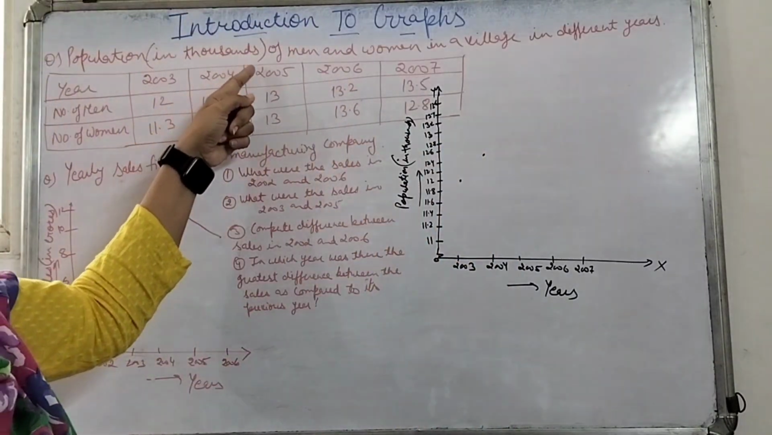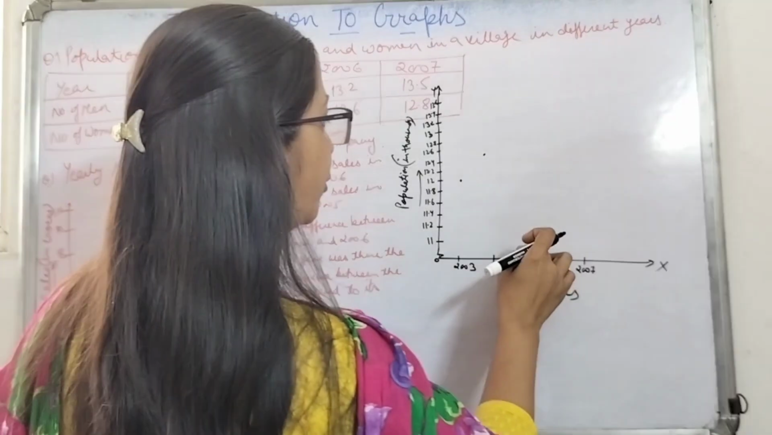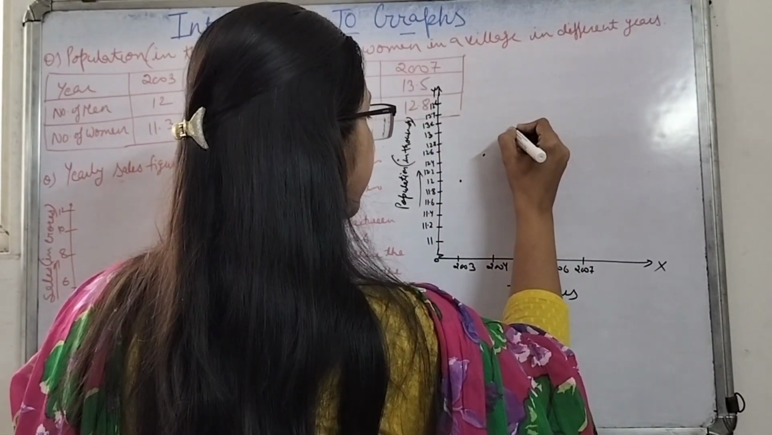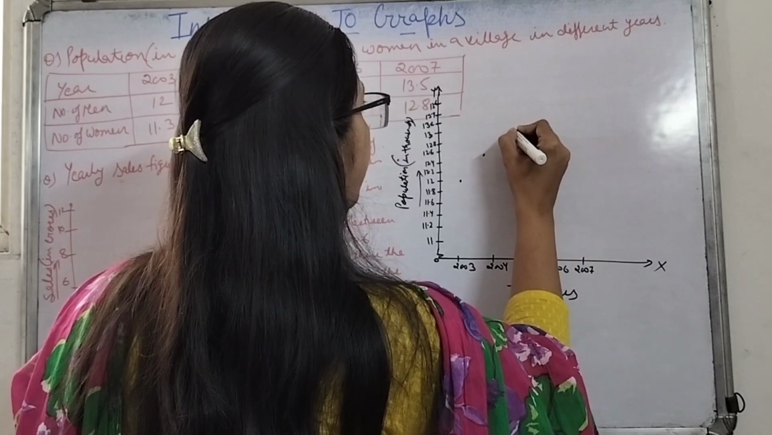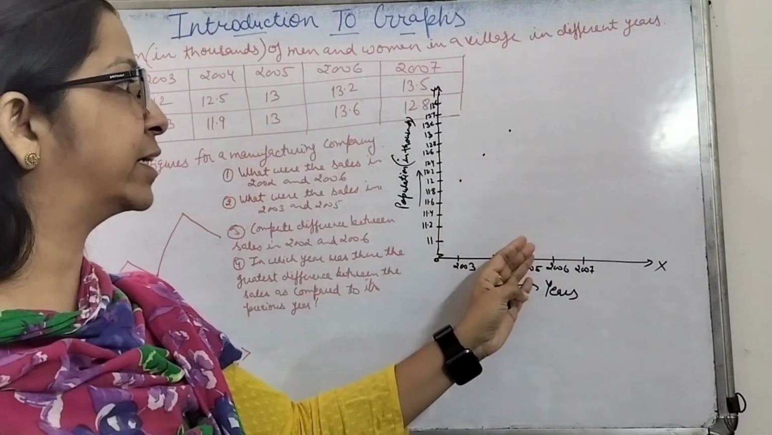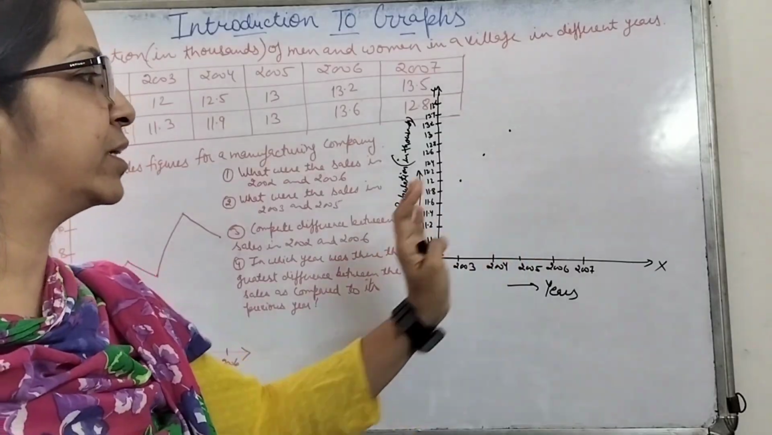Now in the year 2005, it is 13,000. So 12.5, it is 13,000, so it will be somewhere here. When we make it on graph paper, it will be accurate. But here, because we are not using graph paper, it is approximate.